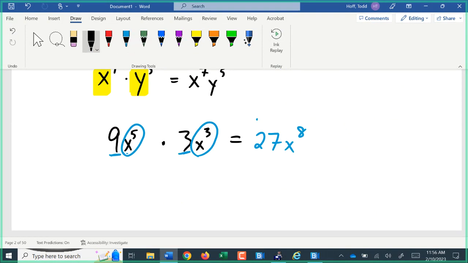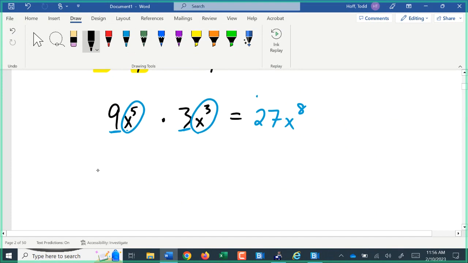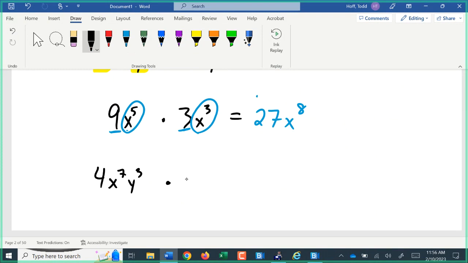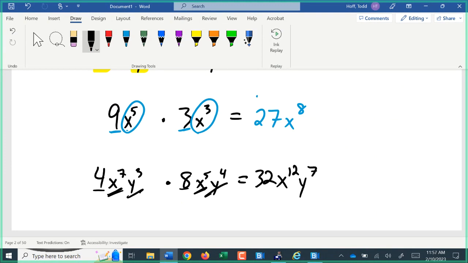What if we have multiple variables, multiple names, if you want to call them that? 4x to the 7th, y to the 3rd, times 8x to the 5th, y to the 4th. Well, we combine the counts. 4 times 8 is 32. And then we combine each of the names separately. X to the 7th times x to the 5th is x to the, when we're multiplying, we add powers, so 7 plus 5 is 12. Y to the 3rd times y to the 4th is y to the 3 plus 4 is 7. So 32x to the 12th y to the 7th.